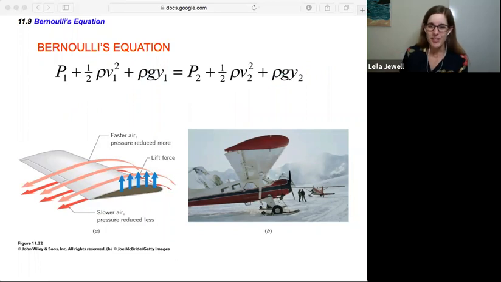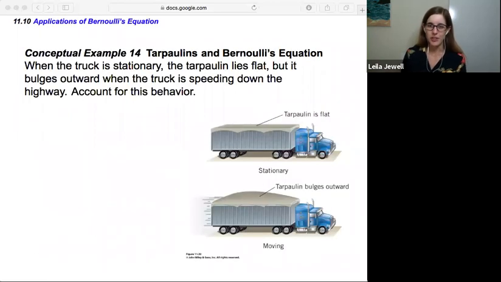Now that we've seen this, let's go back to our truck example with the tarp on top. Why, when it's driving on the highway, does the tarp bulge upward? Well, if we think about it, when it's stationary, the air is at the same speed in either case, right? V is equal to 0 above, and V is equal to 0 below. That means that the pressure will be the same in both cases. So P1 and P2 are just going to be the same.